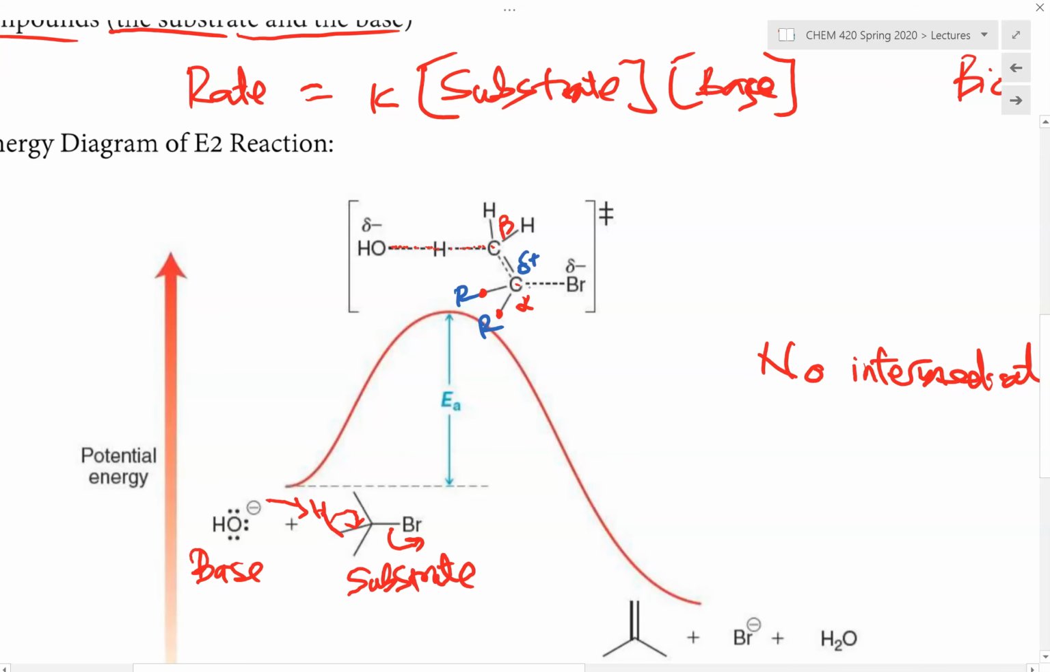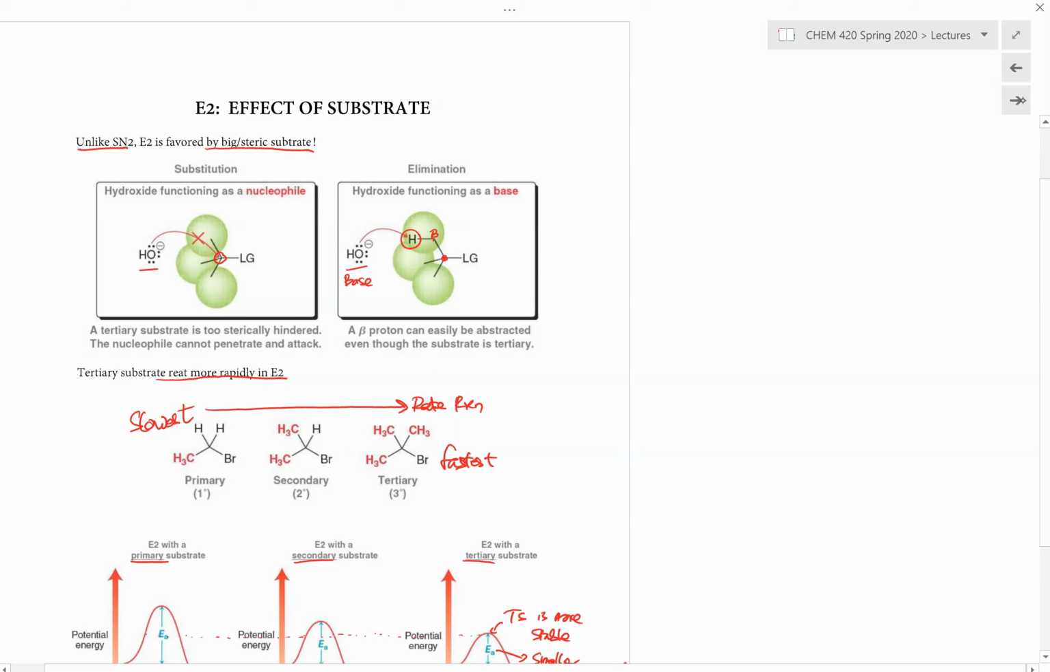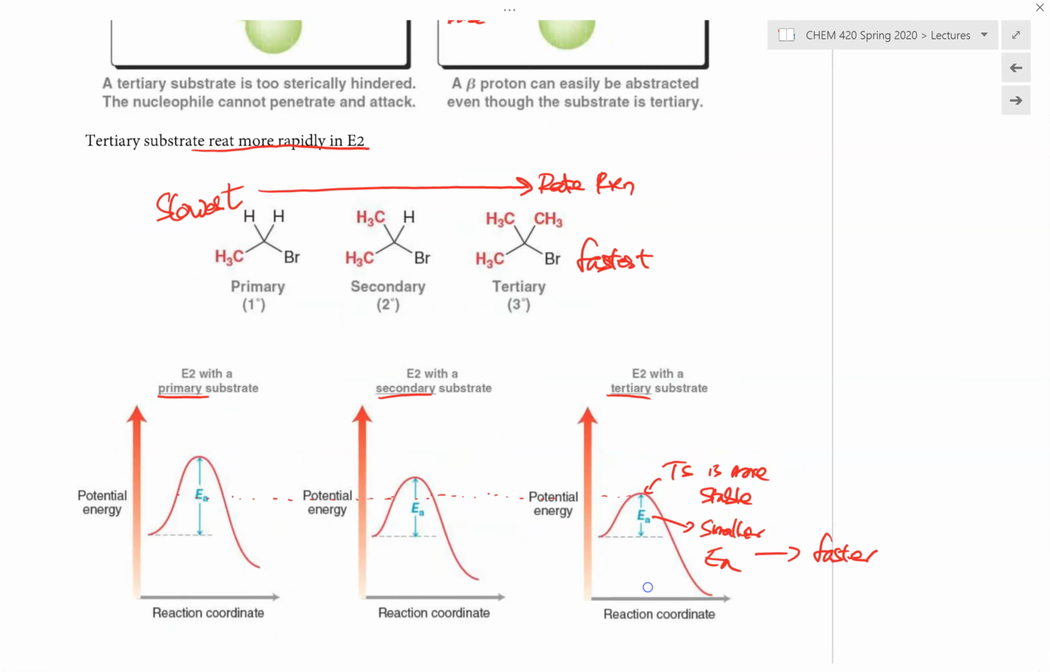So that is the explanation. And again, it has to do with the stability of the transition state. The more substitution that exists on this alpha carbon, the more stable this structure would be. So these alkyl groups are electron donating groups that will donate electrons to stabilize this positive charge on the alpha carbon. So that is the explanation why the tertiary substrate would undergo elimination reaction faster than the less substituted substrate.